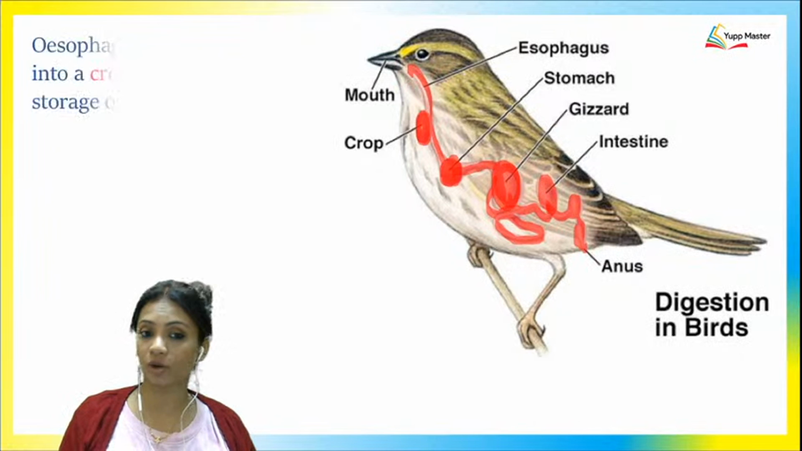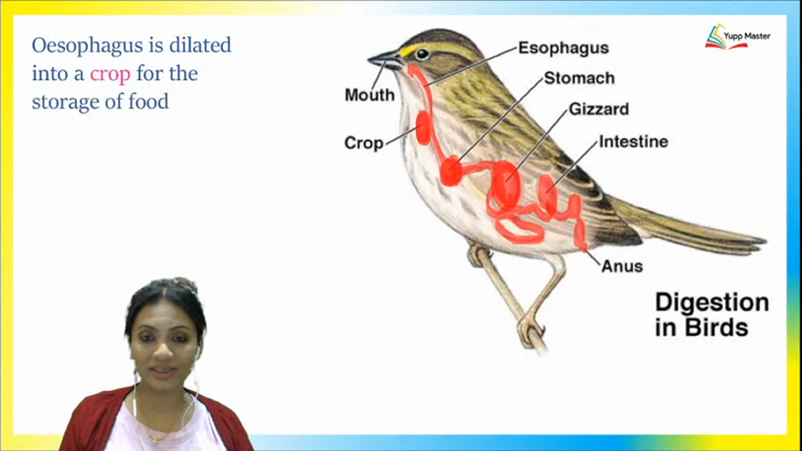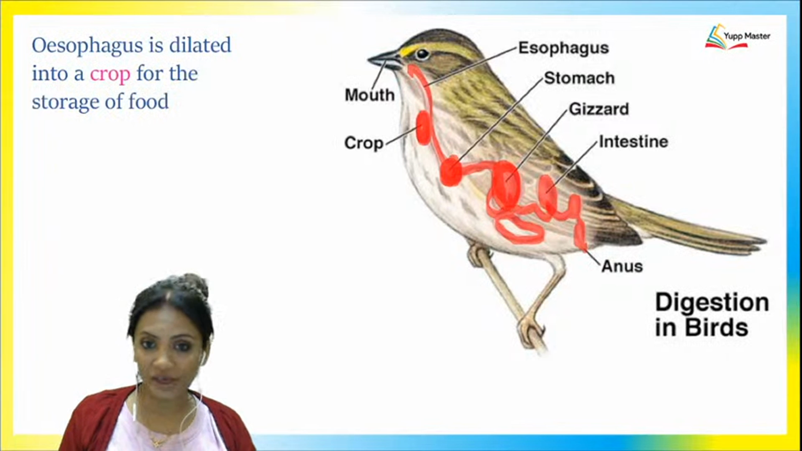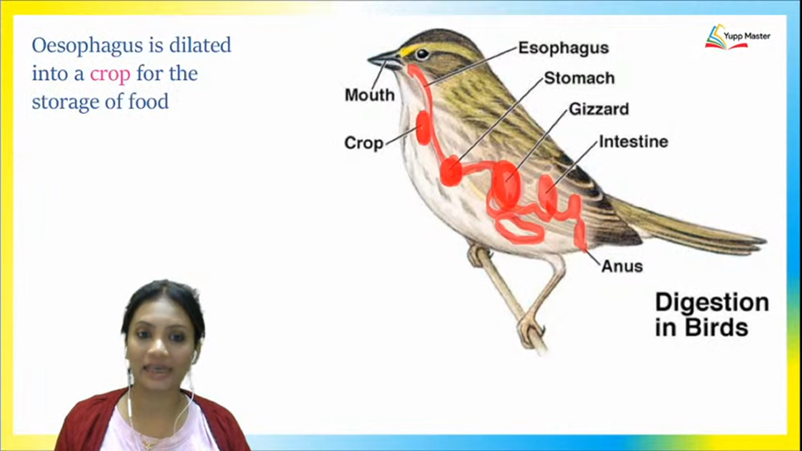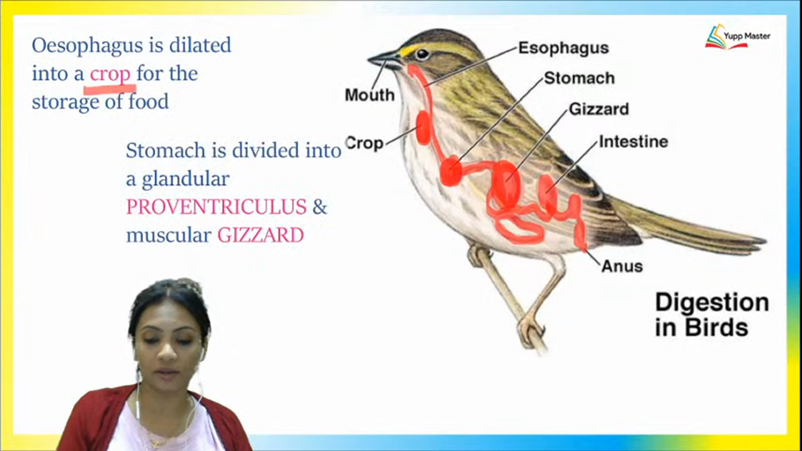Okay, so let's talk all about that. Now, when we talk about the digestive system of the birds, we see here that the esophagus is dilated into a crop in order for storing food. So the esophagus is dilated into a crop for the storage of food. Remember this word, crop.